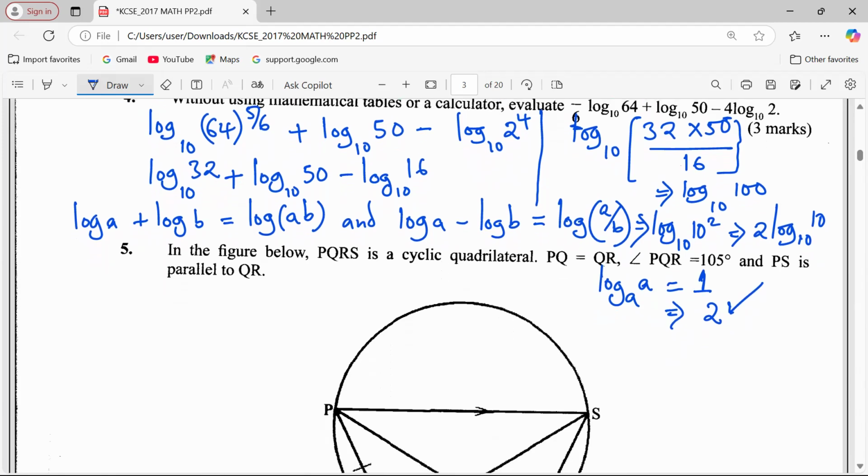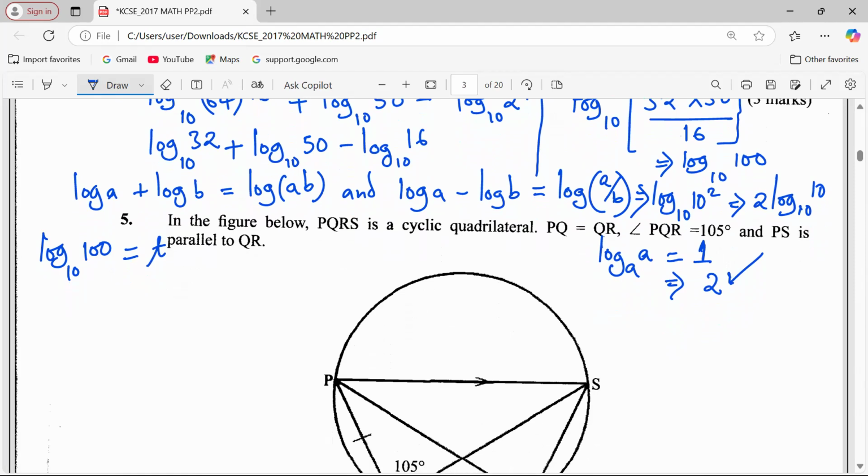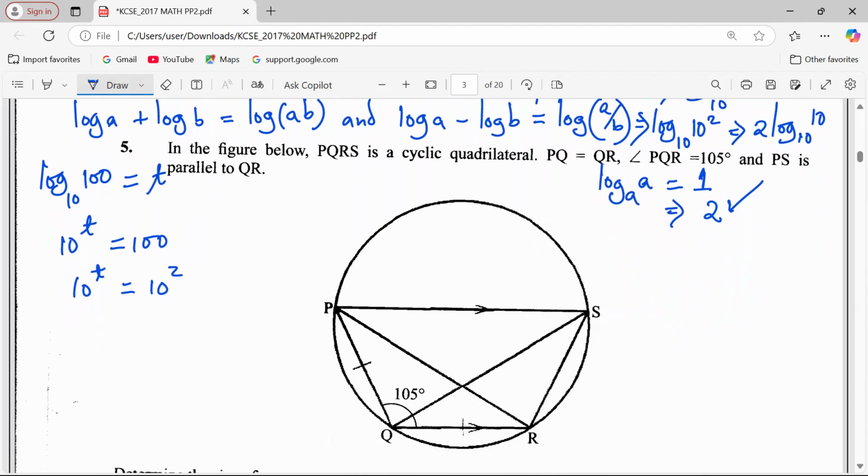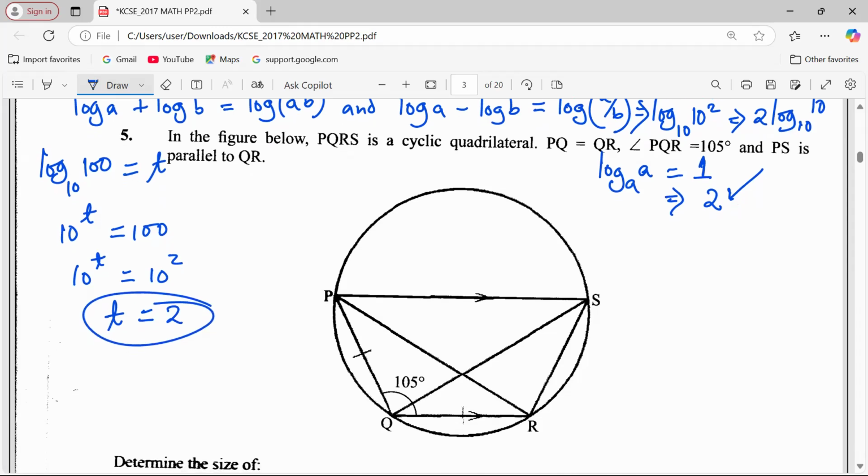Alternatively, at the point where we have the log of 100 to base 10, we can let this be t, so that we change it from logarithm form to index notation. So 10 power t equals 100, so 10 power t equals 10 power 2. Now that the bases are the same, the value of t is going to be 2. So we still get 2 using that approach.